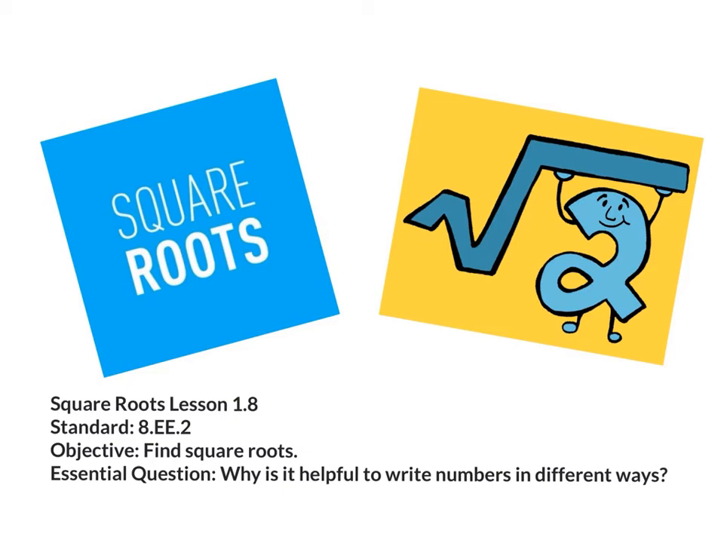Square roots, Lesson 1.8. The standard is 8.EE.2. The objective is to find square roots. The essential question: why is it helpful to write numbers in different ways?